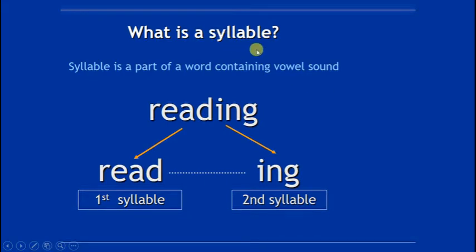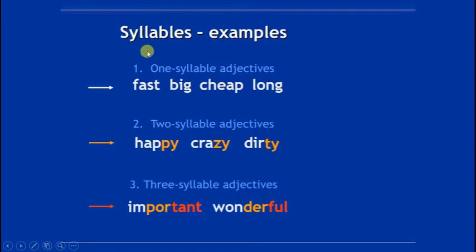So, what is a syllable? Syllable, guys, is a part of a word. We have words with just one syllable, or one part. We have two syllable words, three syllable words. Let's give you examples. Reading, how many syllables here? Just read, and ing is a part, so the first syllable is read, and ing is the second syllable. So look here, one syllable adjectives like fast, big, cheap, long, just one part. So I call them one syllable adjectives.